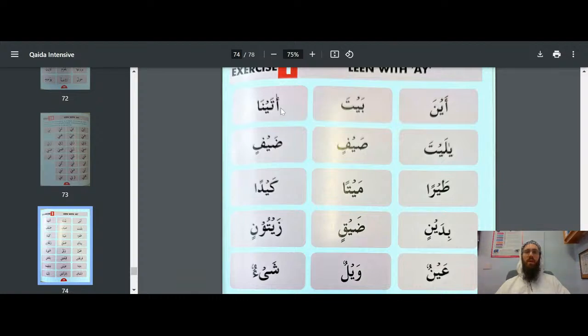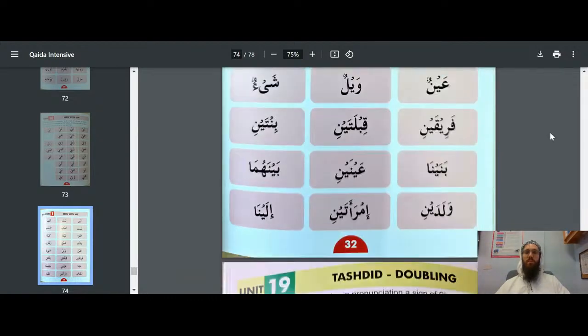Notice the standing alif, the long alif. Atayna. And the second one is a long vowel because of the alif. Atayna. Practice these.